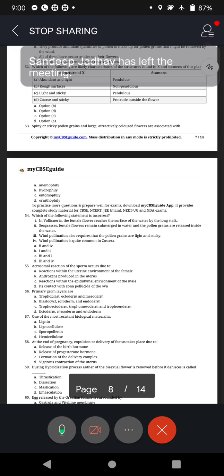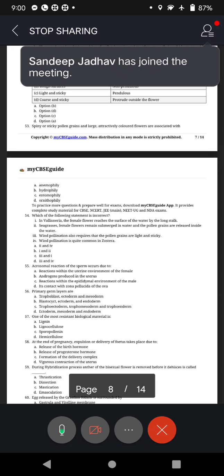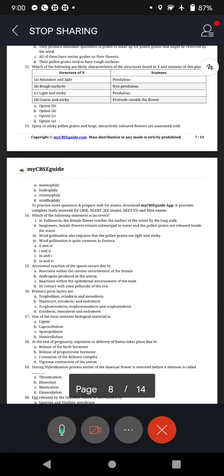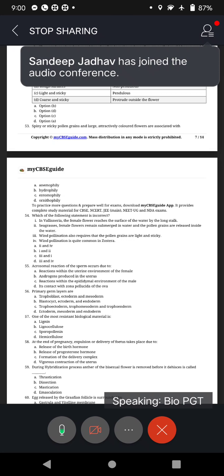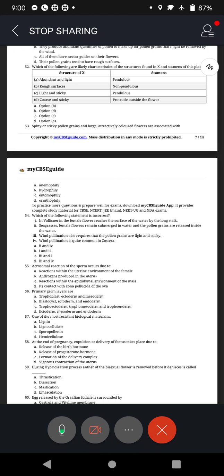Now, question number 56. Answer again D. What happened to Sandeep? Yeah, Sandeep is back. Ectoderm, mesoderm and endoderm. Development of fetus starts from zygote dividing to form embryo. The embryo undergoes multiple divisions to form blastocysts that arrange into layers. So, the primary layers, as you know, are called ectoderm, mesoderm and endoderm.